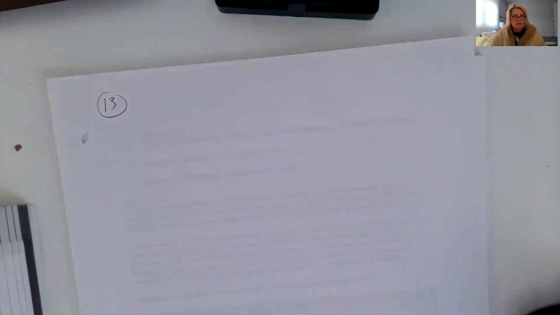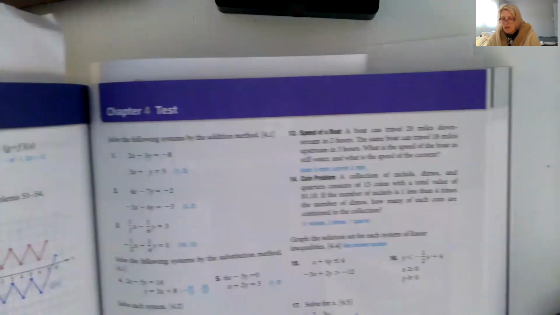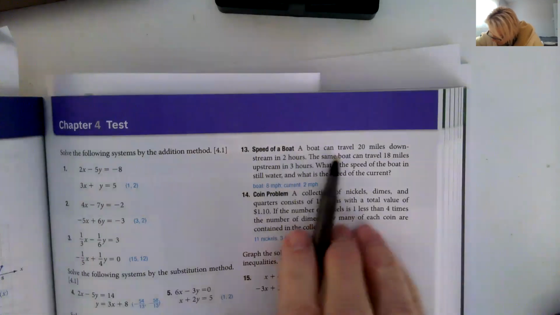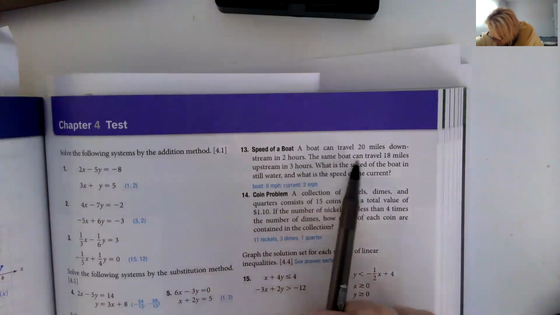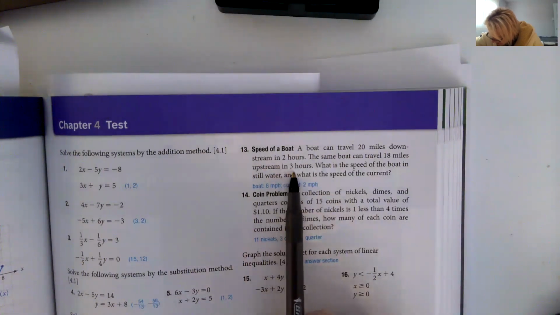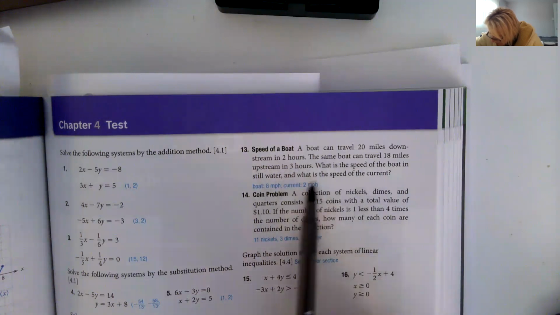Okay. Let's look at 13. Okay, 13. So upstream and downstream, these are always a little tricky. So 13 says a boat can travel 20 miles downstream in 2 hours. The same boat can travel 18 miles upstream in 3 hours. What is the speed of the boat in still water, and what is the speed of the current?